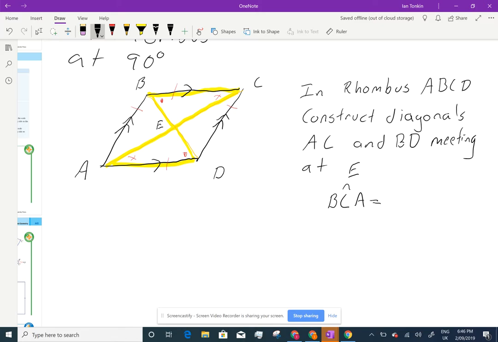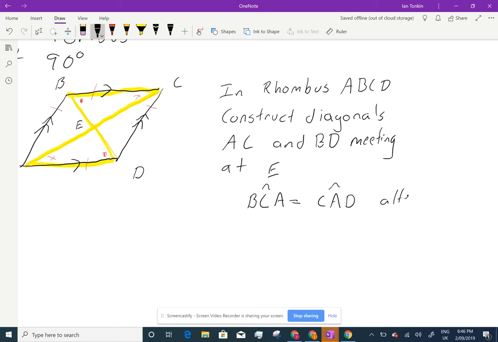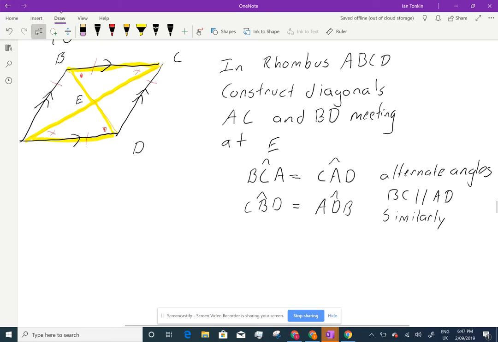BCA equals CAD, alternate angles, BC parallel to AD, and CBD equals ADB similarly. BC equals AD, sides of a rhombus.